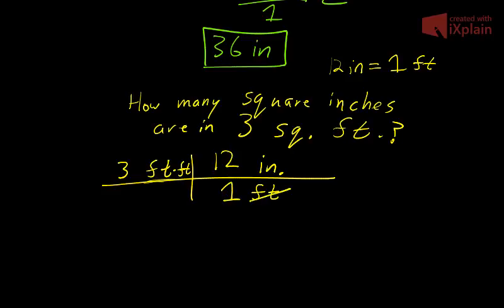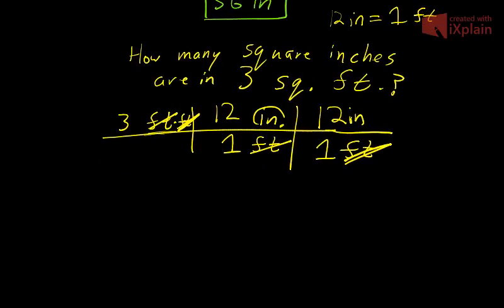And then I know that this foot will cancel out with that foot right there. But I still have this pesky foot in the way. So what I'm going to do is I'm going to do this one more time. I'm going to say 12 inches is equal to 1 foot. And what that's going to do for me is cancel out this foot on the bottom, that foot on top, and I no longer have any feet.